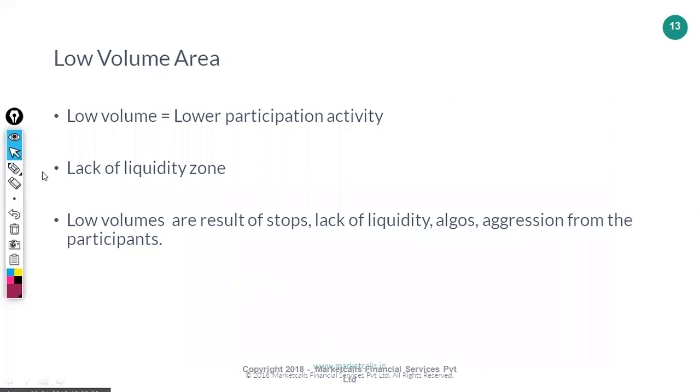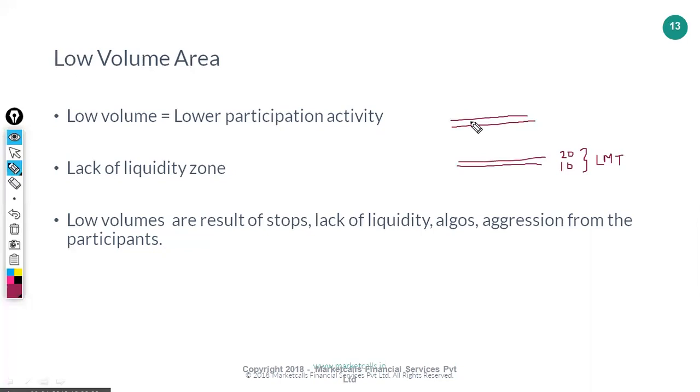A low volume area means lower participation activity, a lack of liquidity zones, right? So a low volume area can be like, as I said, there'll be only 10 lots here and 20 lots here. All these are limit orders. And maybe there is no liquidity at all. So maybe this is an illiquid market, and it will mostly look like this. You don't have any liquidity over here.